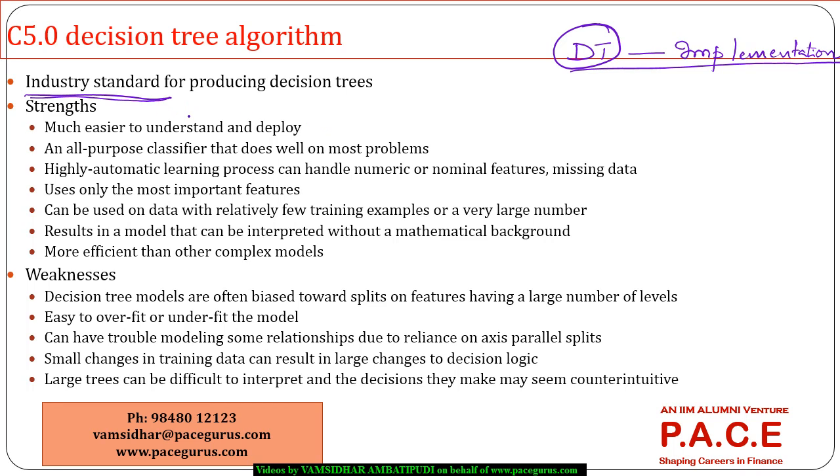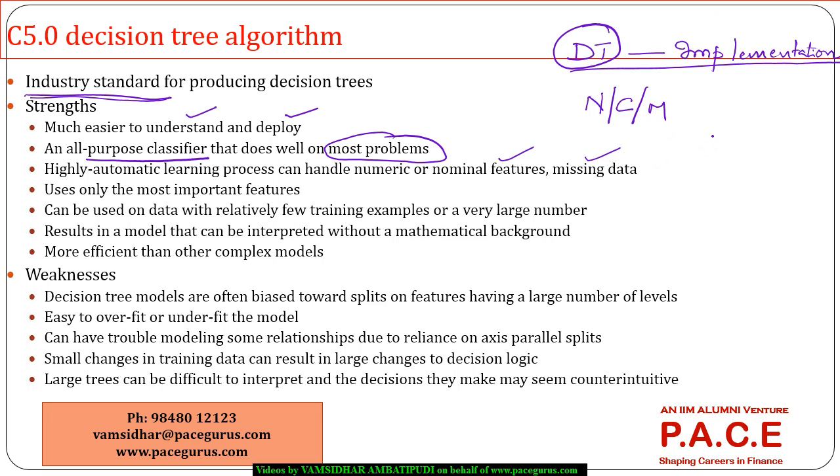One, it's very easy to understand. Once we take up an example, you will realize that deploying this algorithm is very, very easy. And another important advantage, it's an all-purpose classifier. When I say all-purpose classifier, almost all problems can be handled through this C5.0. My data could have a lot of numerical values, or a lot of categorical values, or there could be some missing elements in the data.